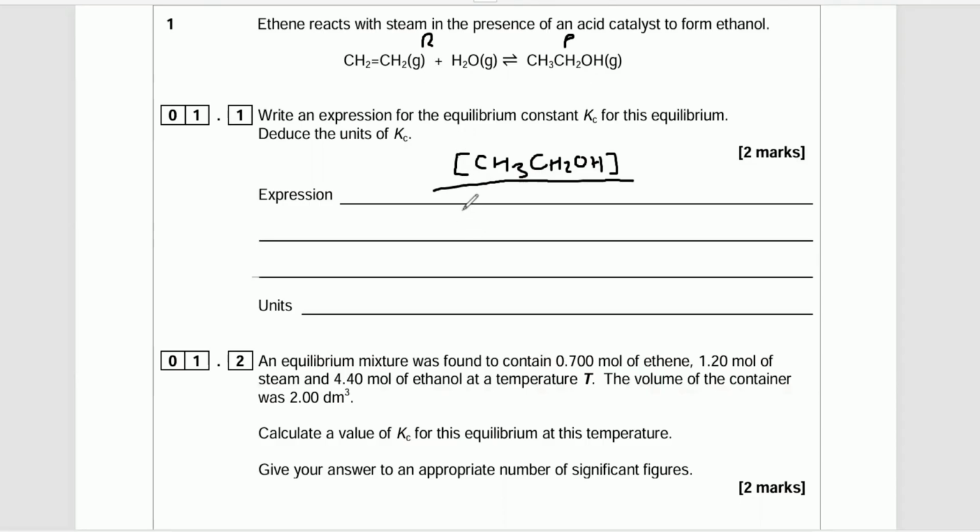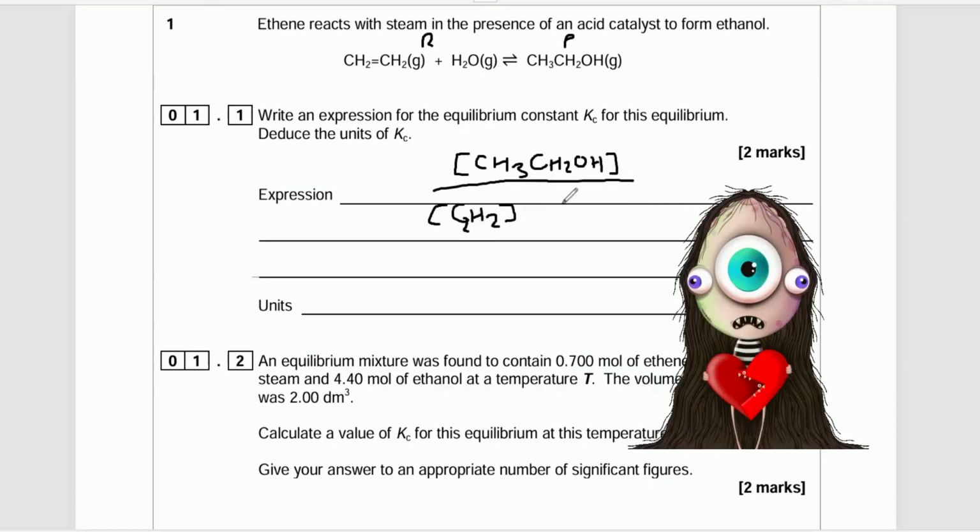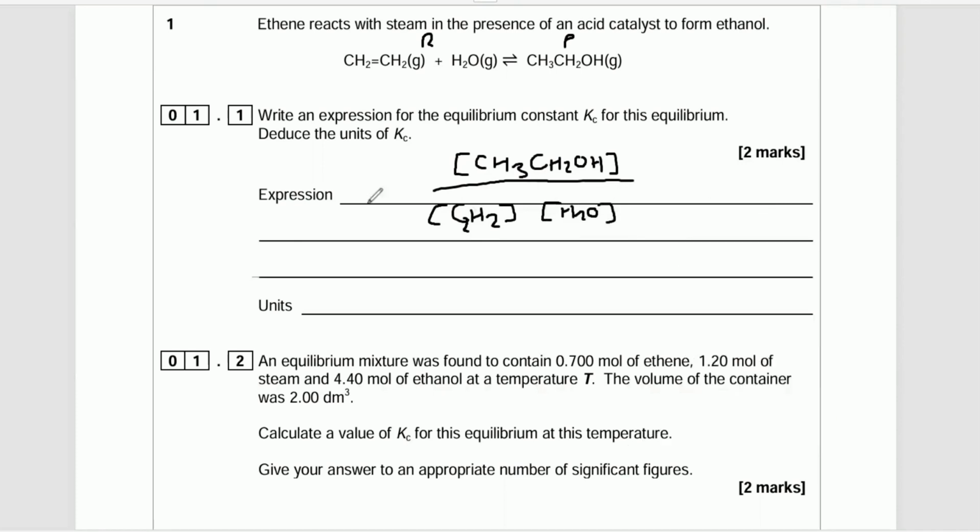And then this is going over the top of C2H4, made that ugly, and then H2O. And that is Kc. So Kc is equal to the product over the reactants. Notice there are no coefficients, so I don't need to put to the power of for any of these. The next step is calculating the units. And I want to go through this.